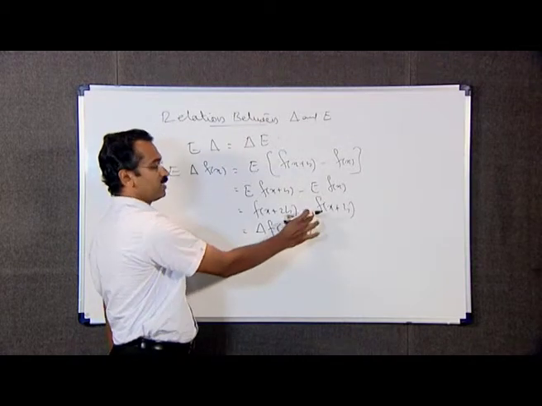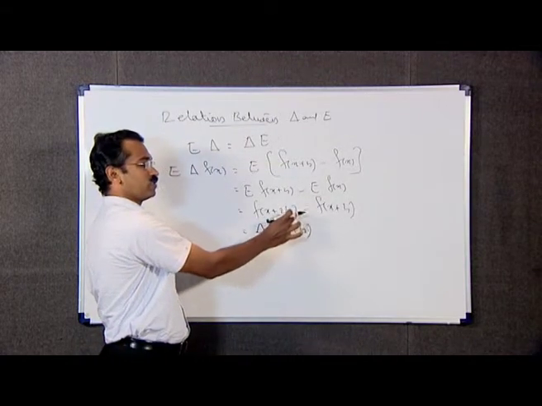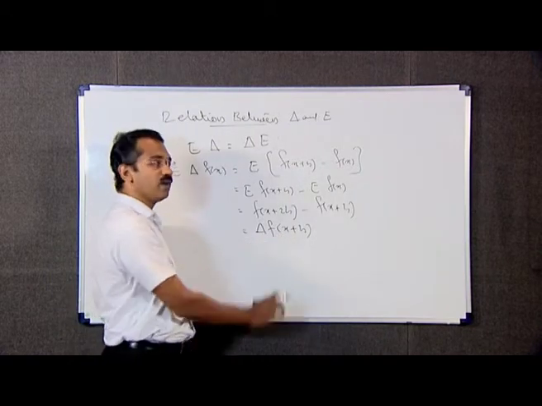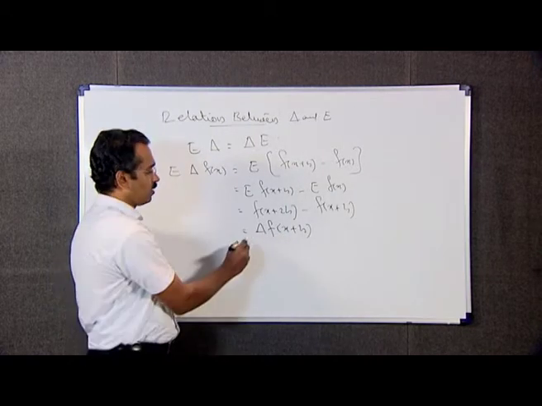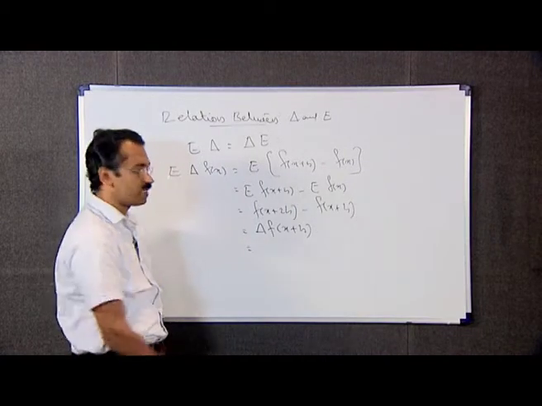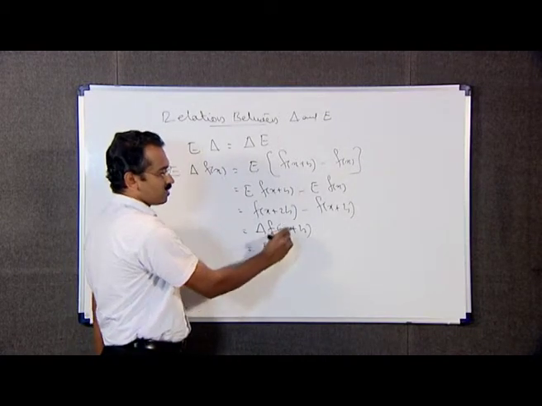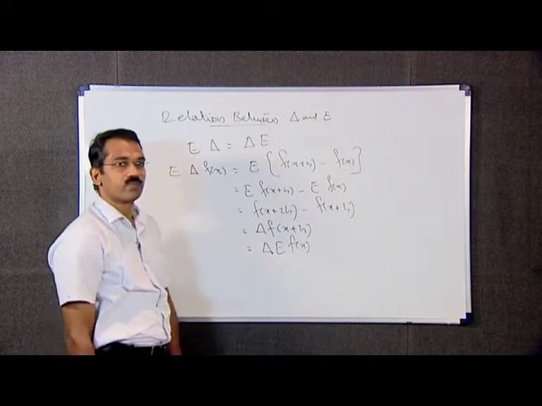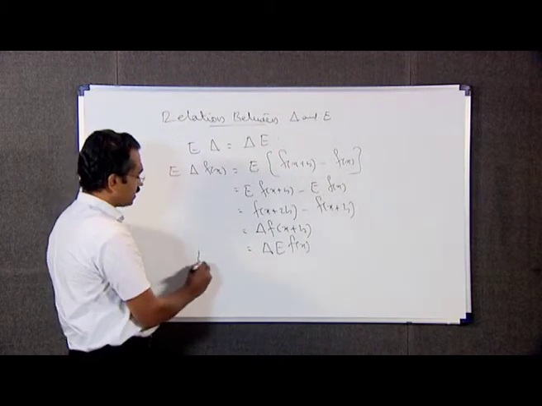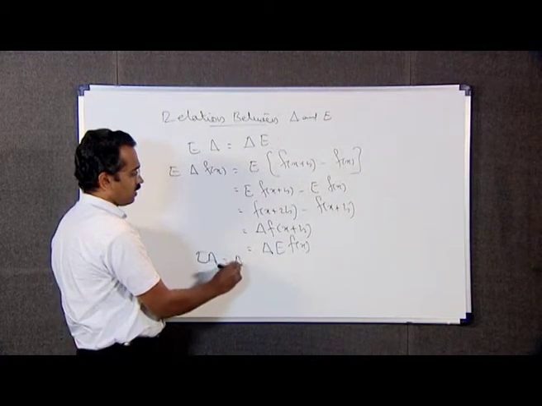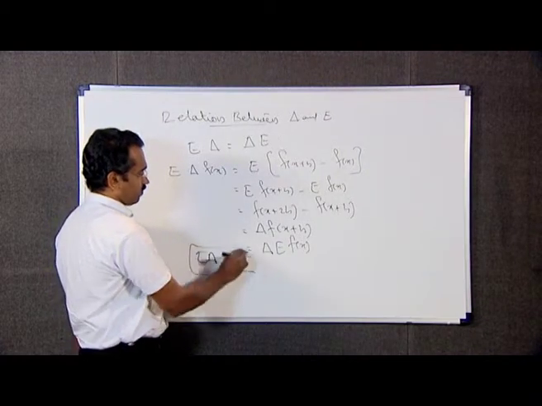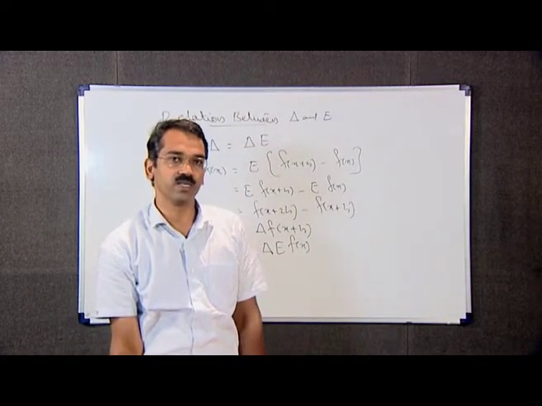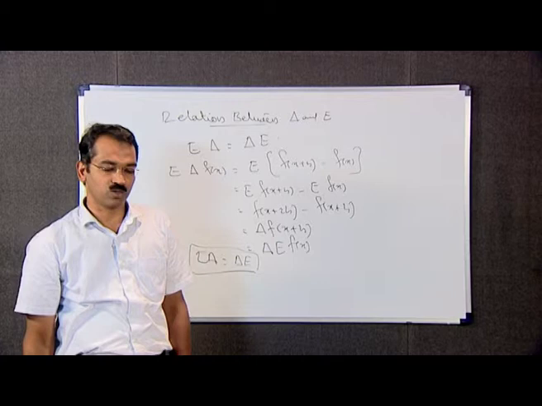This is equal to delta f of x plus h. By definition of delta, f of x plus 2h minus f of x plus h is equal to delta f of x plus h. That is equal to delta of E of f of x. That means E delta is equal to delta E, which is the second identity connecting the shift operator E and the forward difference operator delta.